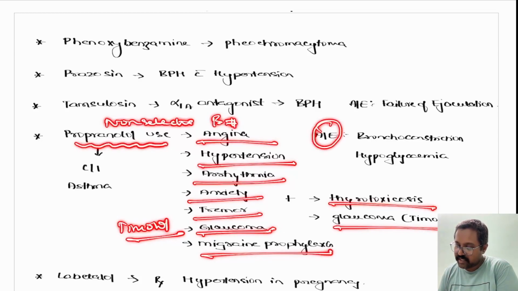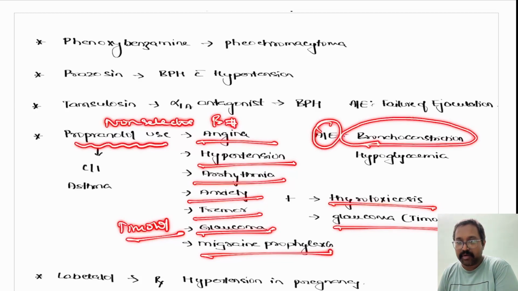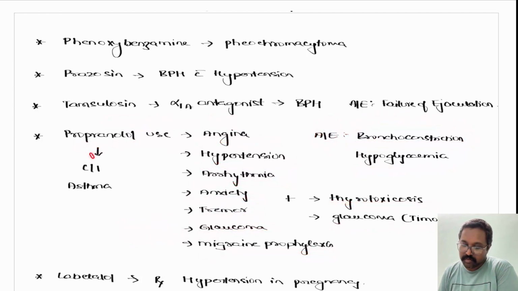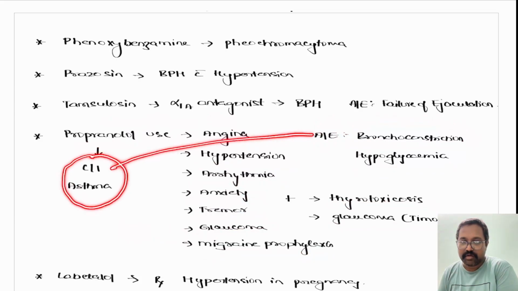So what are the adverse effects? Since it is a beta 2 receptor blocker, it causes bronchoconstriction and hypoglycemia. So propranolol is totally contraindicated in patients who have bronchial asthma because it causes bronchoconstriction.